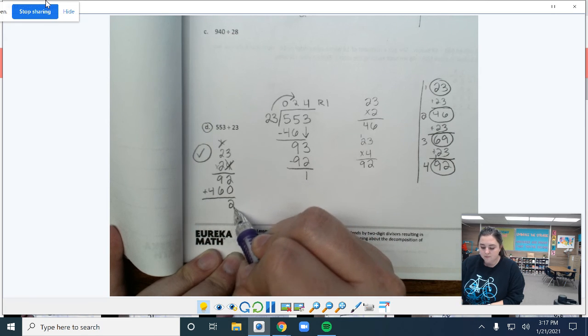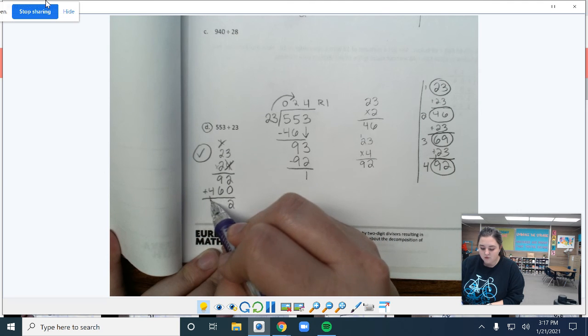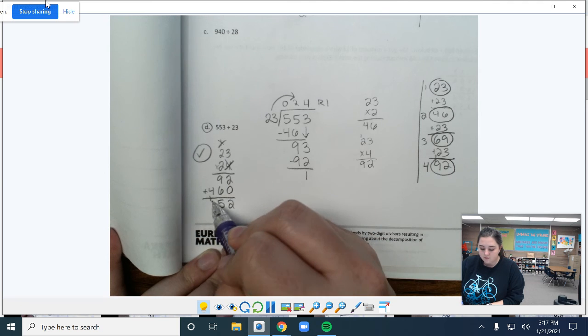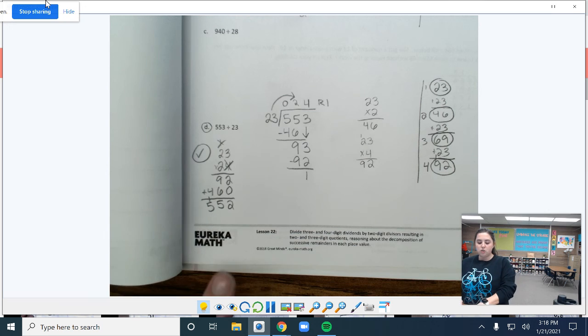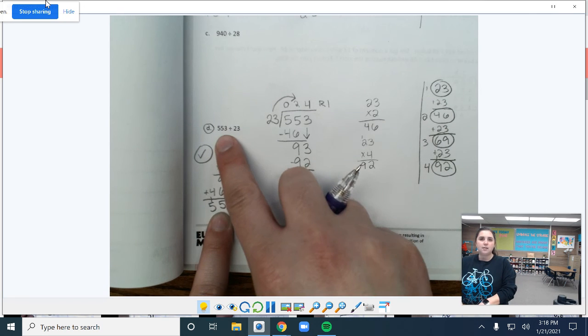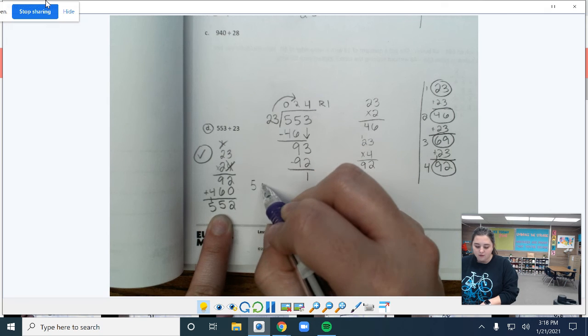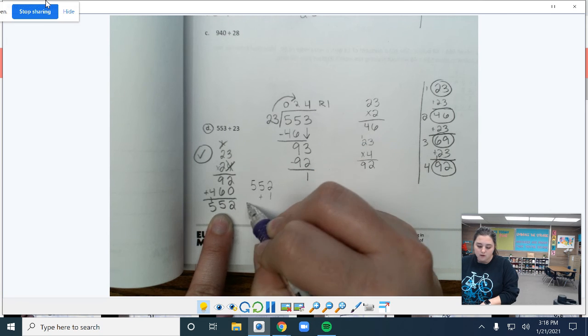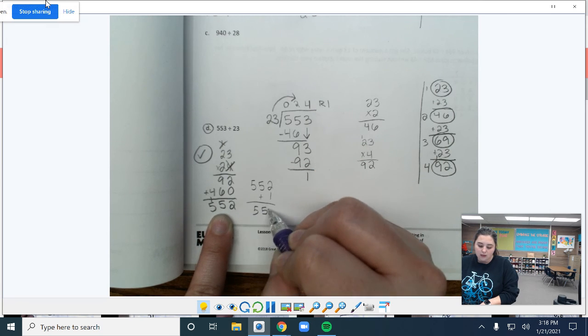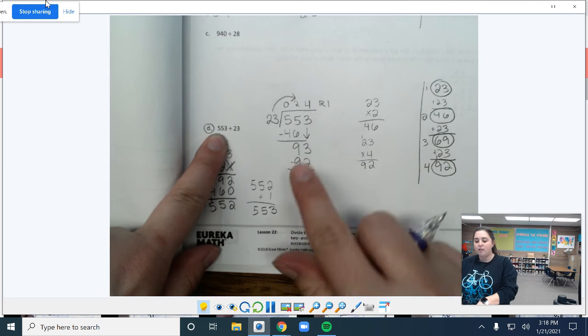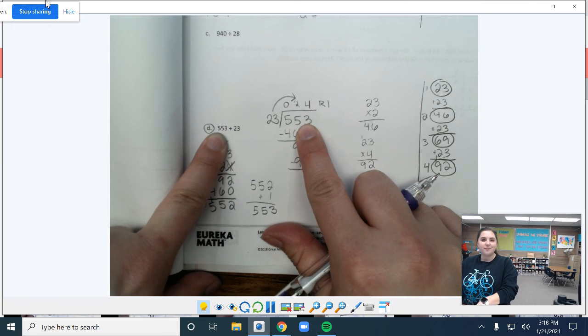9 plus 6 is 15. And 5. 552. But wait, that's not what I want to get. I need to add that remainder. 552 plus 1 is 553. That's what I want to get.